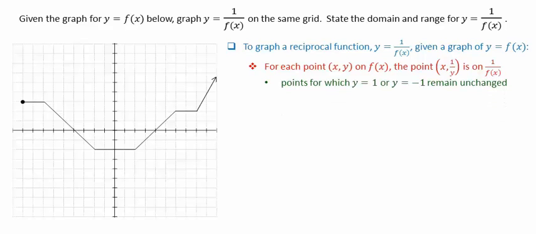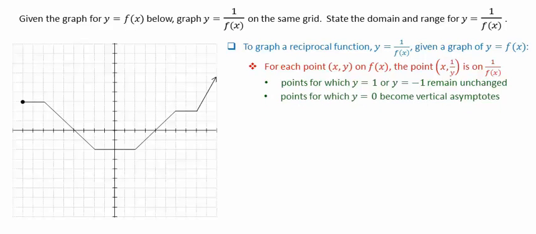Points for which y equals 1 or y equals negative 1 remain unchanged. Note that taking the reciprocal of 1 or negative 1 will remain as 1 or negative 1. These points are called invariant points.